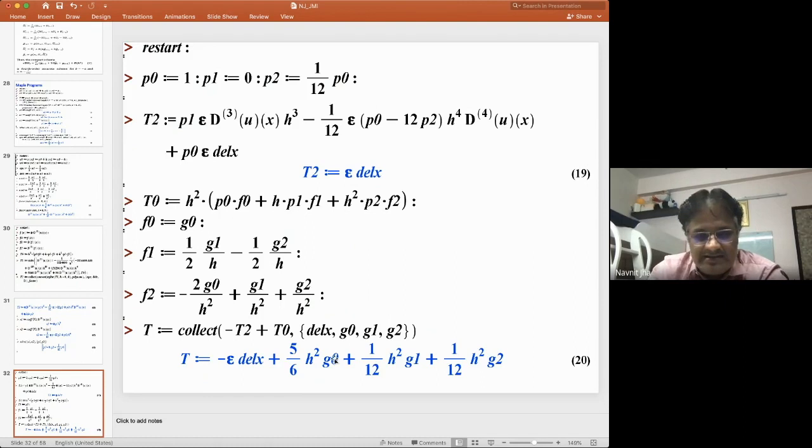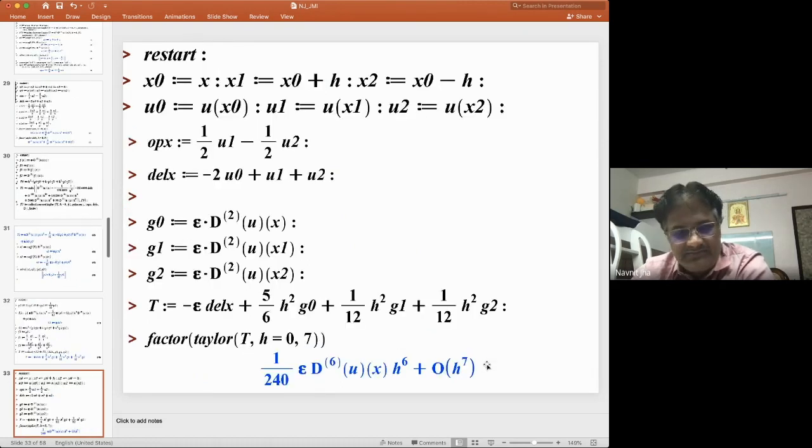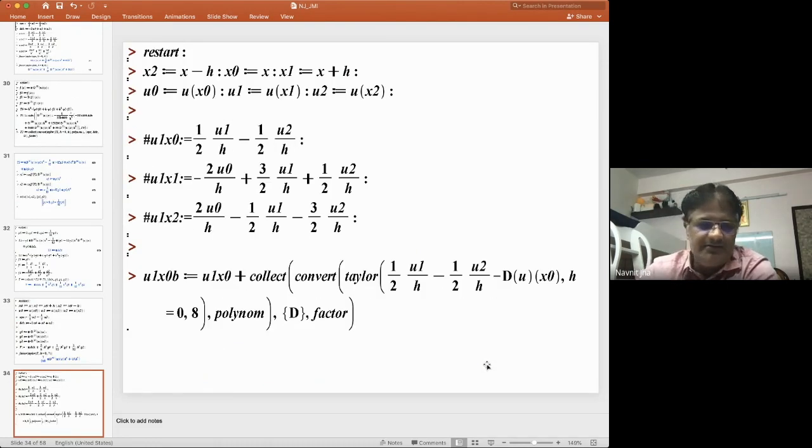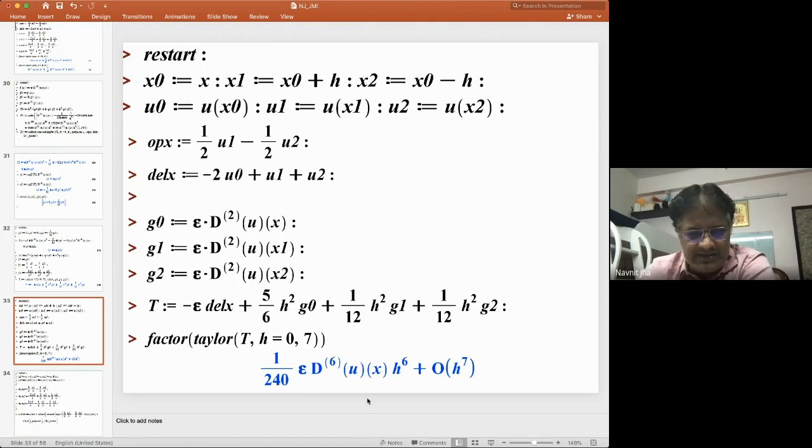So here this scheme is basically the fourth order scheme for solving the equation. Now this is the previous one. For this scheme we can find the truncation error. Nothing to do, simply expand T with the help of Taylor series. We will get this, order H^6. So in this way we can find the local truncation error in an efficient manner.